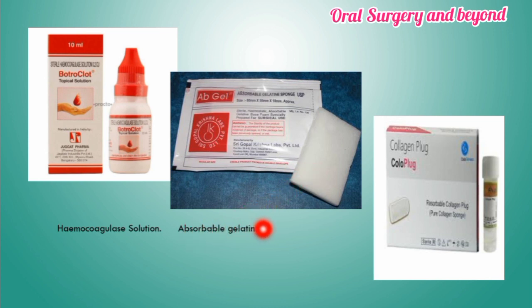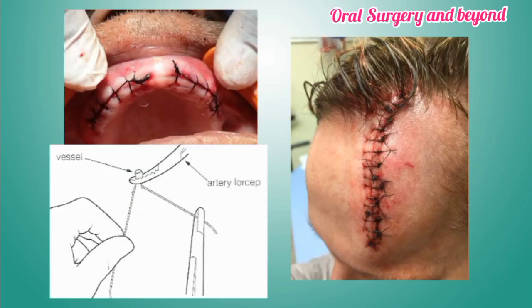Then absorbable gelatin foam: whenever bleeding continues after the extraction procedure, we can keep absorbable gelatin foam. It helps to hold the blood clot in place and forms a mechanical plug at the bleeding site, which helps to stop the bleeding. It is a very helpful method. Then collagen plugs are also available in the market, which are helpful for bleeding management. Then one of the most important and good methods is suturing.